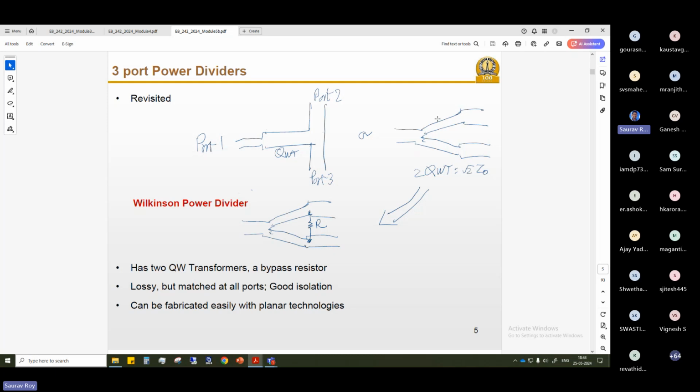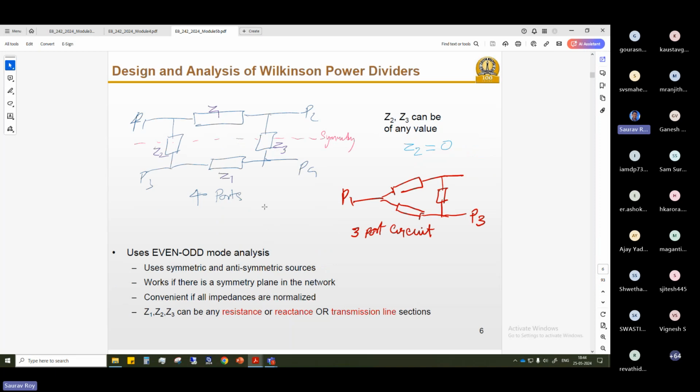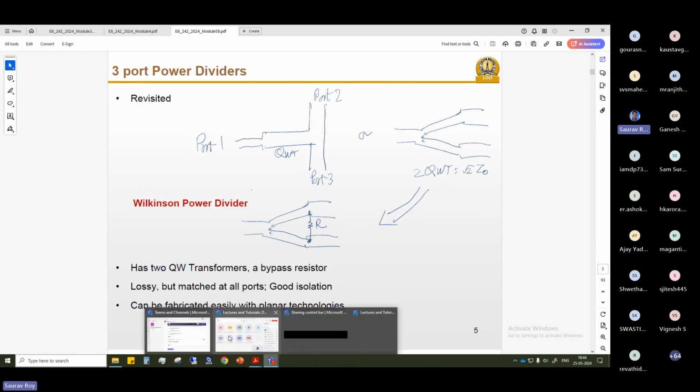But as you see, if you look into port 2 and port 3, if you calculate like that, you will find they are not matched. Okay, so that is why we bring in the resistance here. Now we'll see the analysis, how it is analyzed, and we'll see how port 2 and 3 are also matched when we bring in the lossy resistance here. Okay, so before going into analysis, do you have any question?